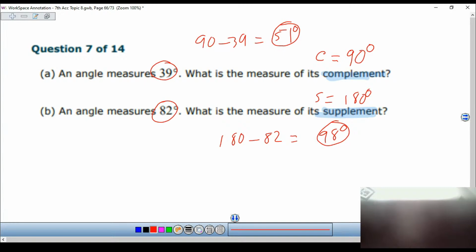Oh, and Alexis, yep. Let's see. Which one are you confused on? On number 7? I don't know how much delay is on this thing. Okay. All right, let's go ahead and continue.